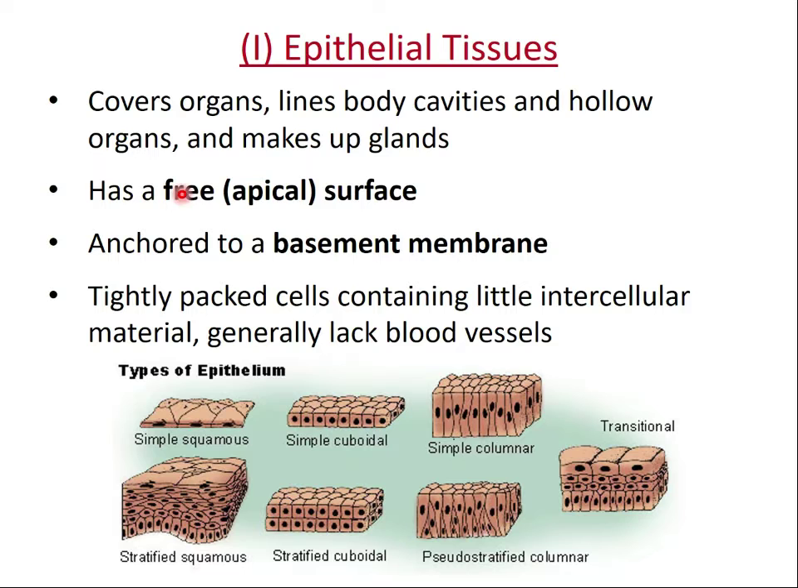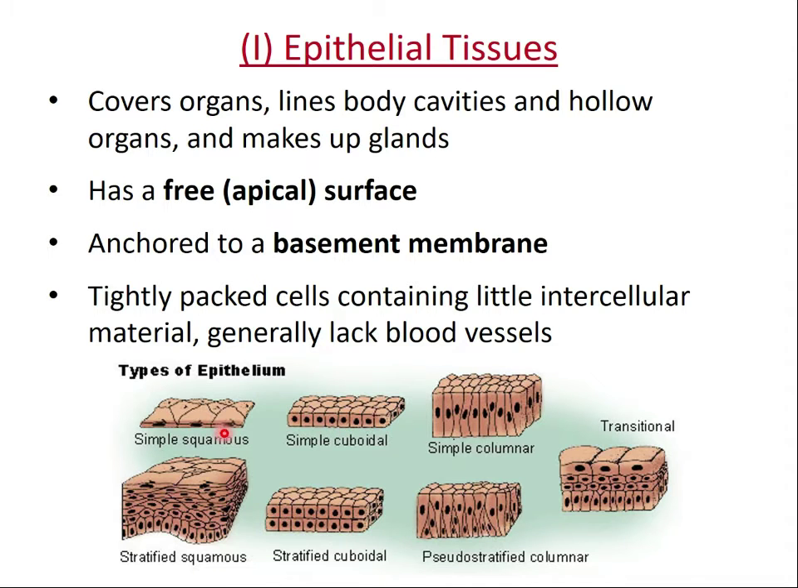They have a free surface known as the apical surface that is usually open to an open space. It could be open to the air in the case of skin. It could be open to a lumen in the case of the gut. And they also have a basement membrane where they are anchored to the tissue beneath them. They tend to be tightly packed and also form a barrier so that substances will not loosely pass through the epithelial tissues.